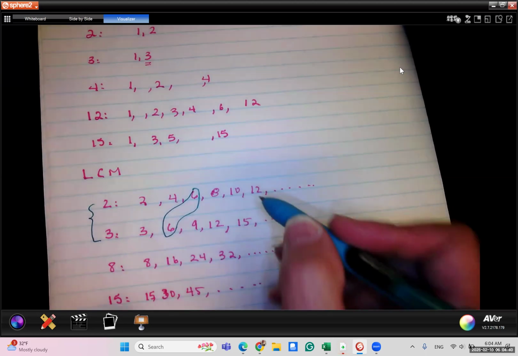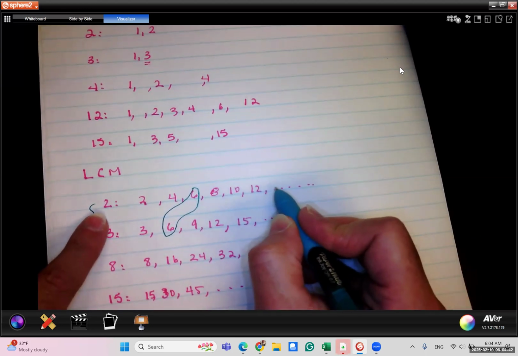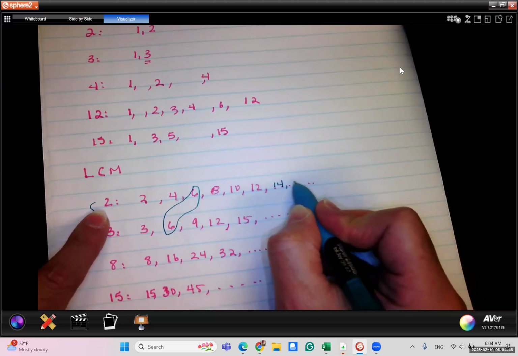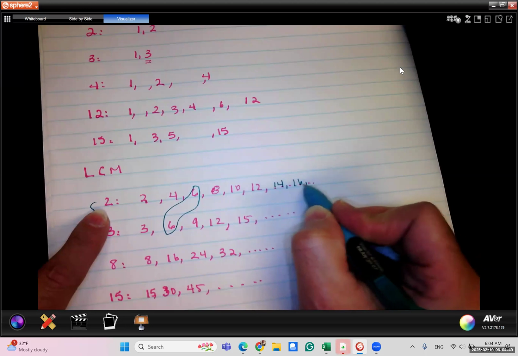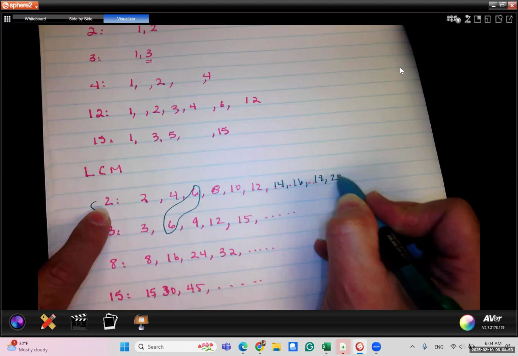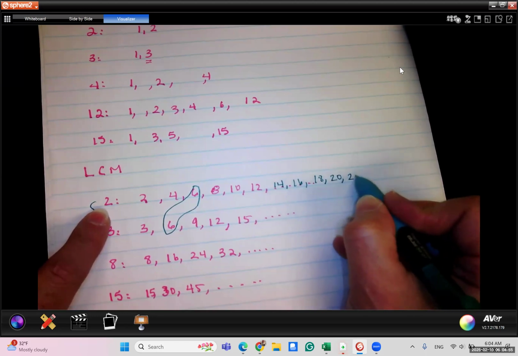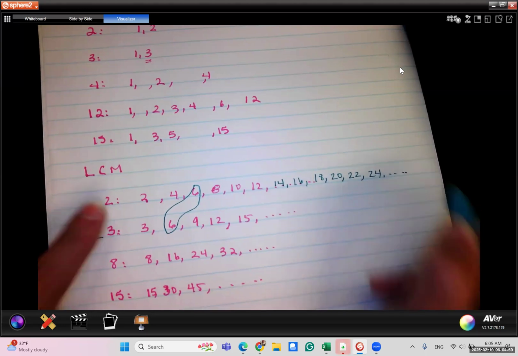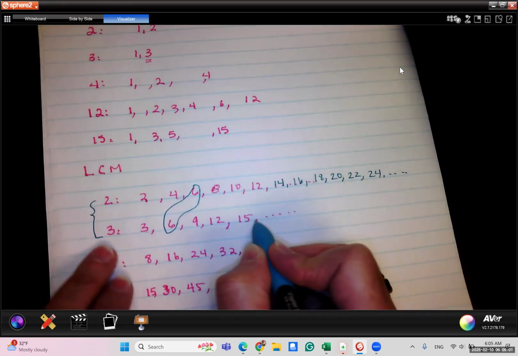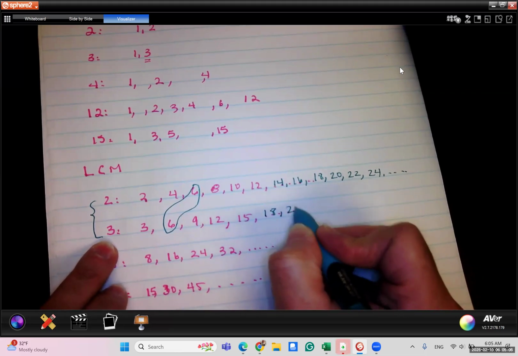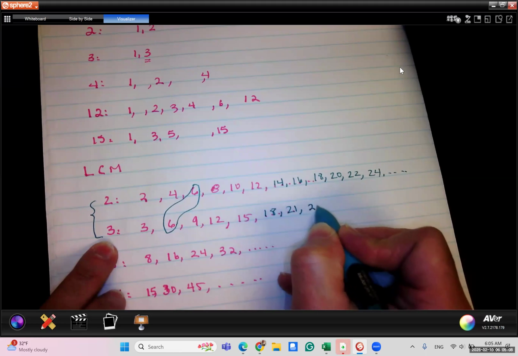Now, 2 and 3 have other multiples in common. If I continue this, 2 times 7 is 14, 2 times 8 is 16, 2 times 9 is 18, 2 times 10 is 20, 2 times 11 is 22, 2 times 12 is 24. So let me continue that. Now let's continue this one. 3 times 6 is 18, 3 times 7 is 21, 3 times 8 is 24.